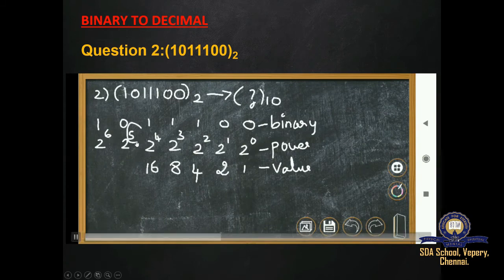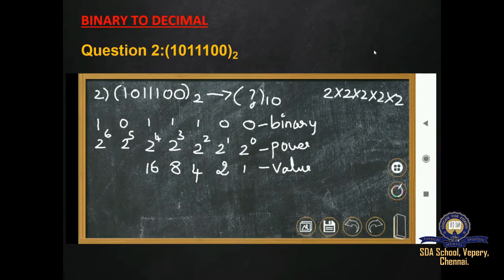Now the power as 5. So 2 into 2 into 2 into 2 into 2. Now 2 into 2, 4. 4 2s are 8. 8 2s are 16. 16 2s, we get 32. Very good.